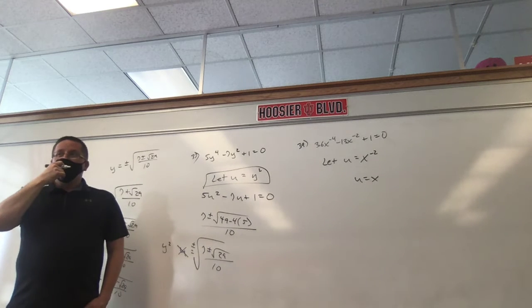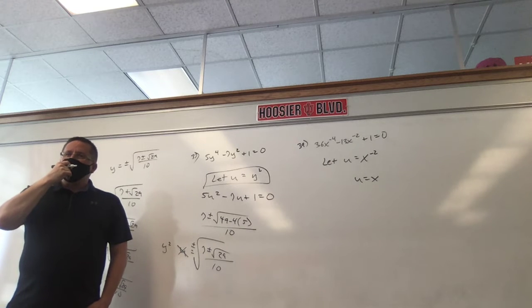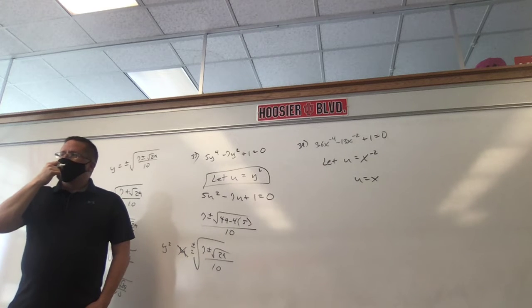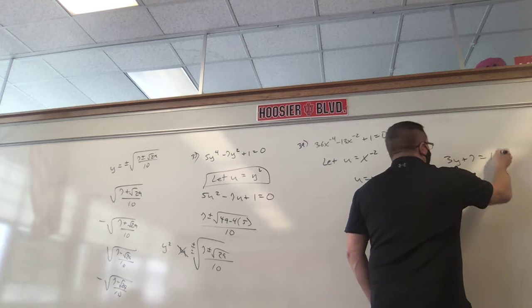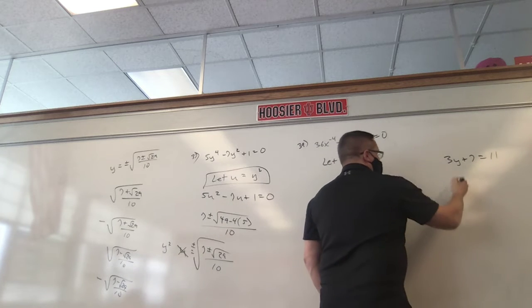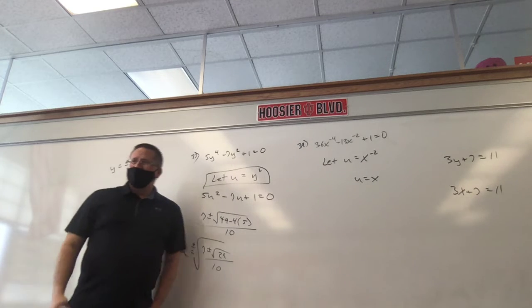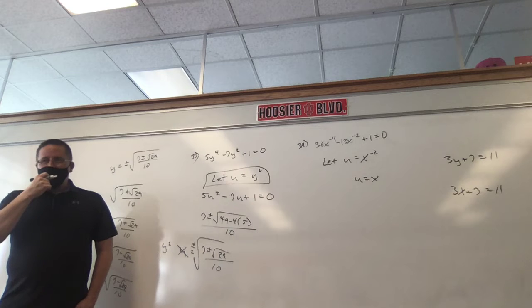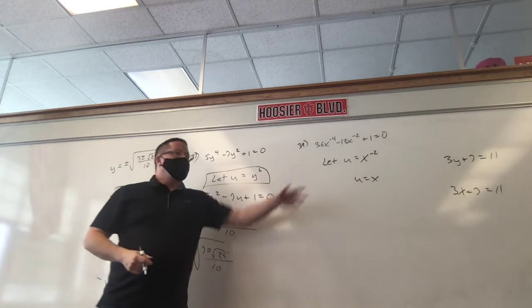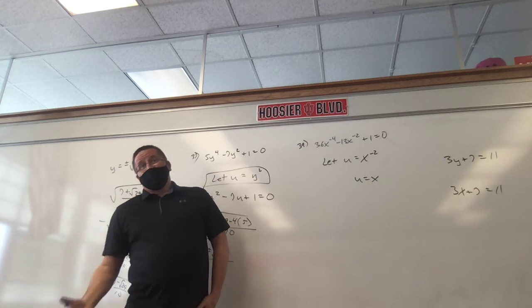Because it's already a quadratic. If you say let u equal x, then the exponent stays the same, right? It's kind of like this: 3y plus 7 equals 11. I'm going to do this: 3x plus 7 equals 11. Which of those is harder to do? It's literally the same thing. You didn't make it easier or tougher. If you say let u equal x, you're just going to change all your x's to u's. It's not going to hurt, but it's not going to help.